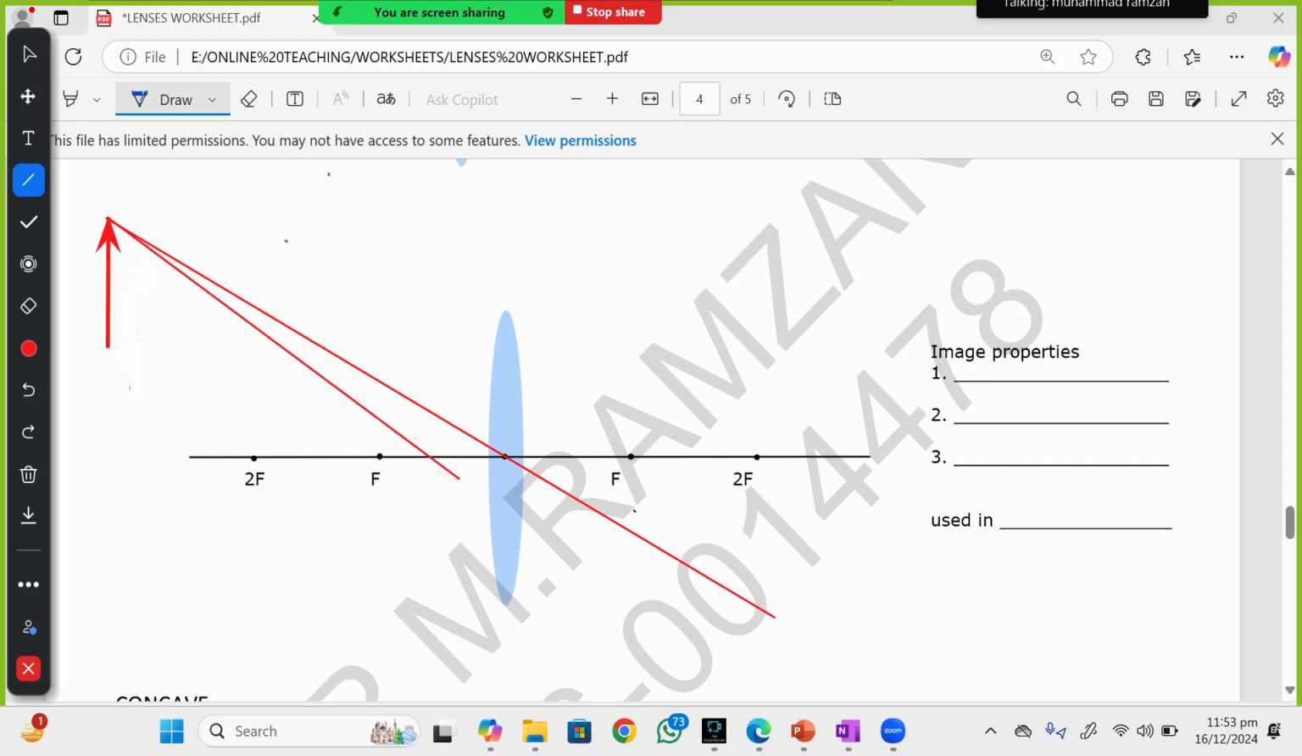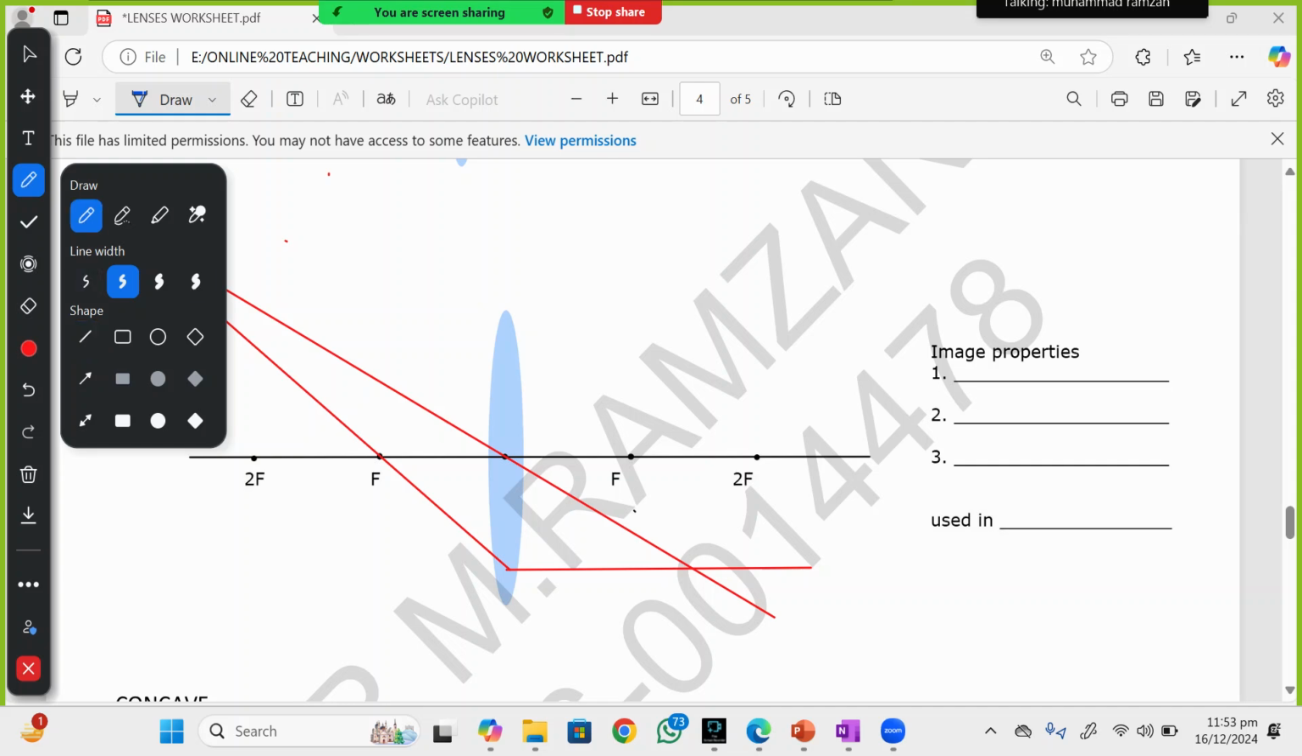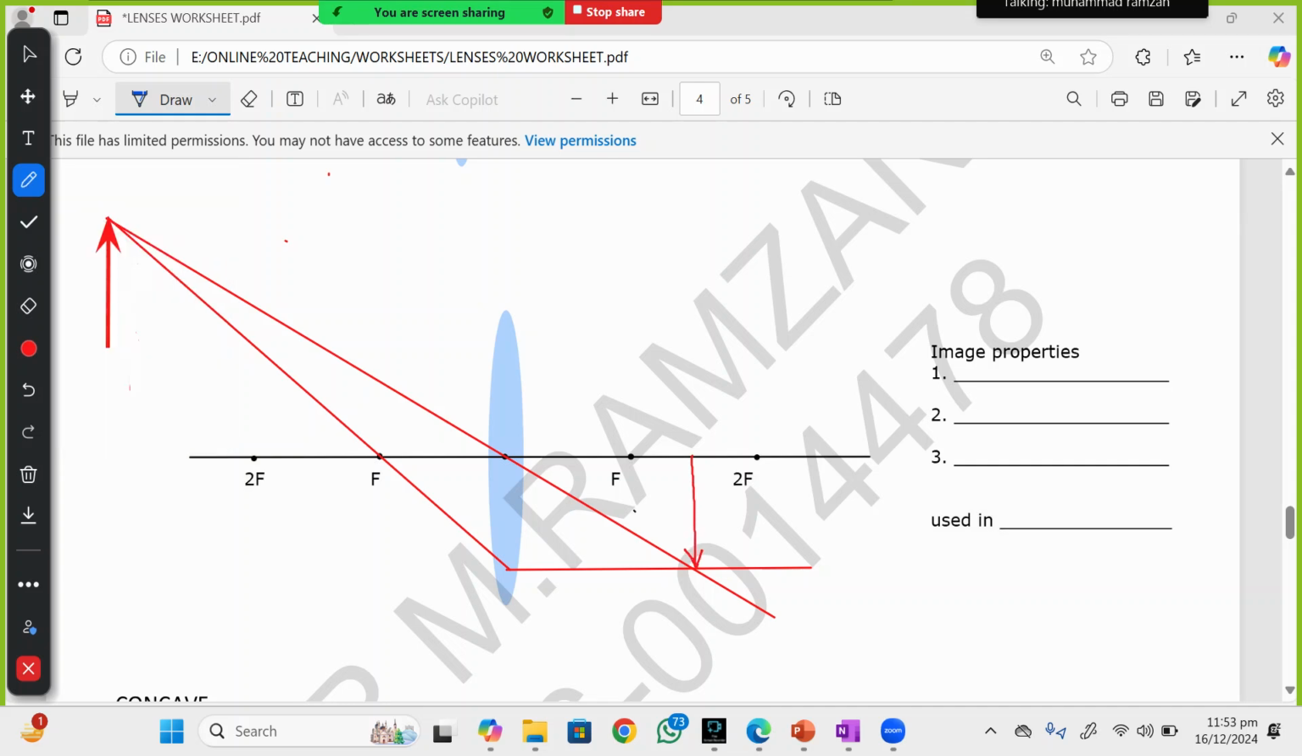So what we are going to do, we are going to let it pass through the focal first, and the emergent ray of the one passing through the focal would be parallel to the principal axis, and the image would be formed here. So the image properties are: image is real, image is inverted, image is smaller in size, smaller means diminished, and it is used in telescopes. So this is how the image is formed.